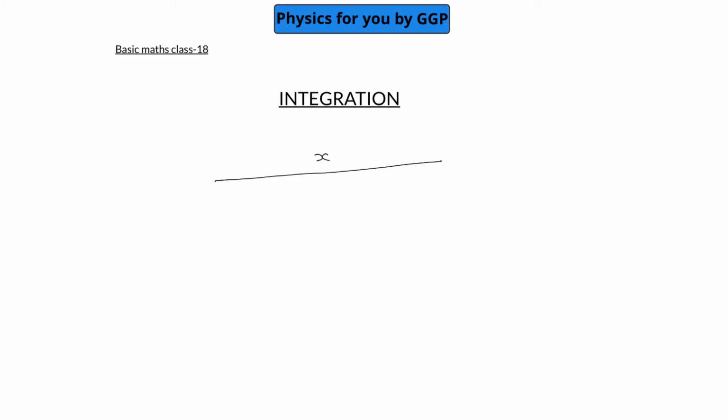Assume that we have a term x, a variable x, and if we divide this into an infinite number of small parts, then we get a very small part of x, which is represented by dx. This process of splitting is known as differentiation, and if we add all these parts, then we get x. So this addition process is known as integration, or you can write integration of dx, where this symbol is used for integration, is equal to x.